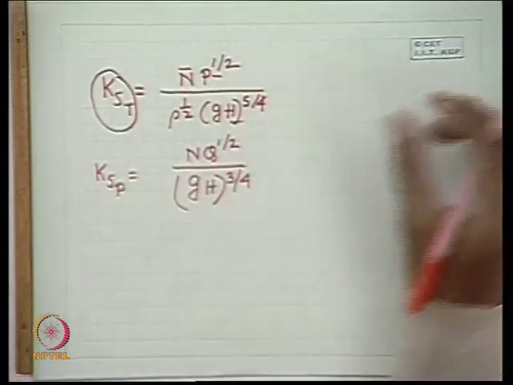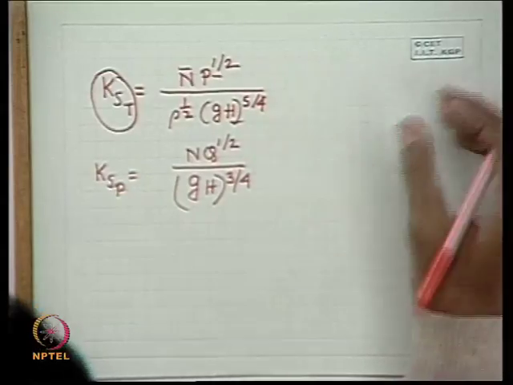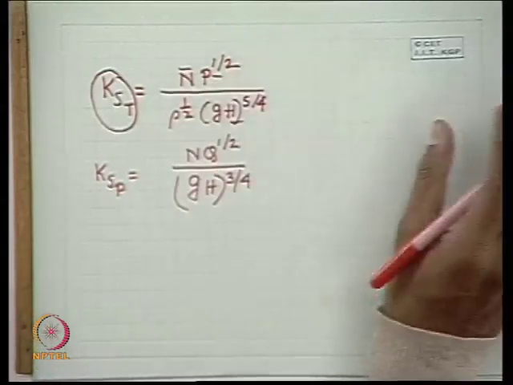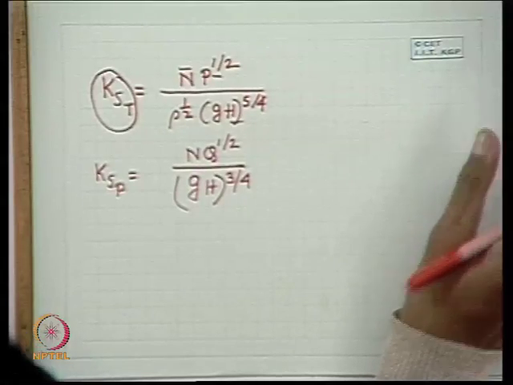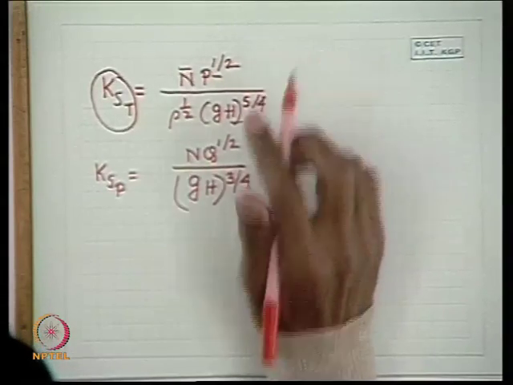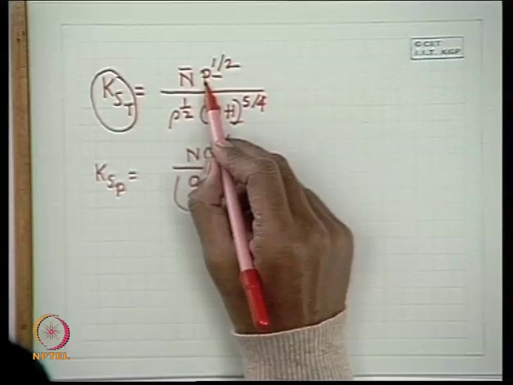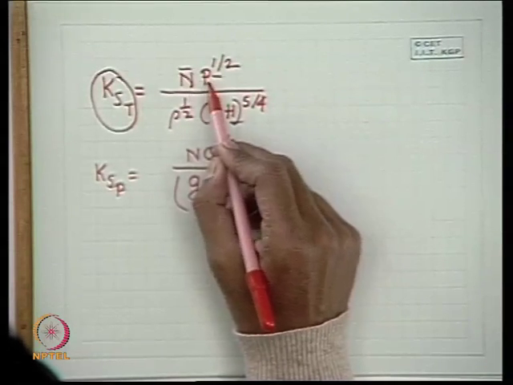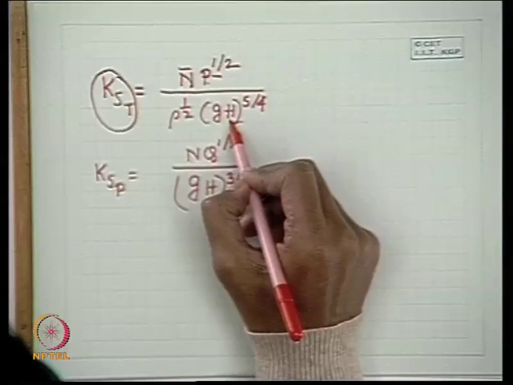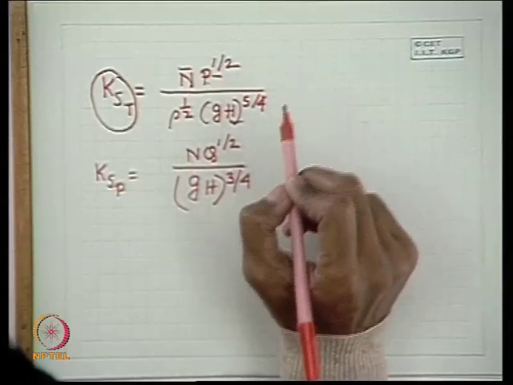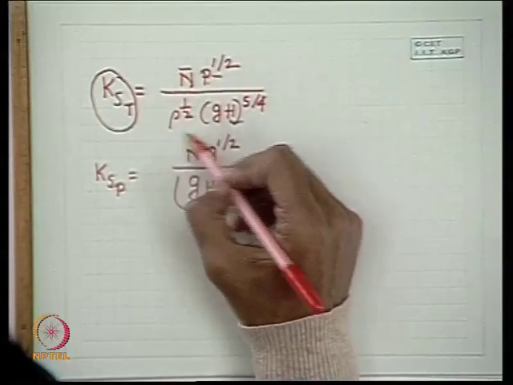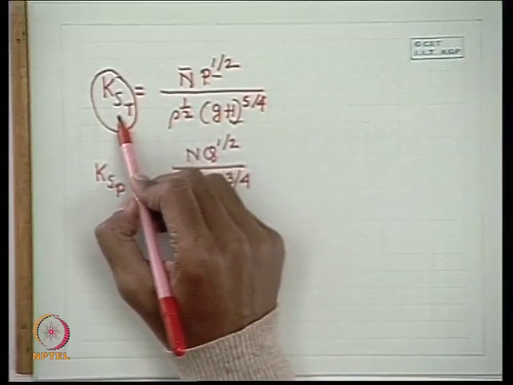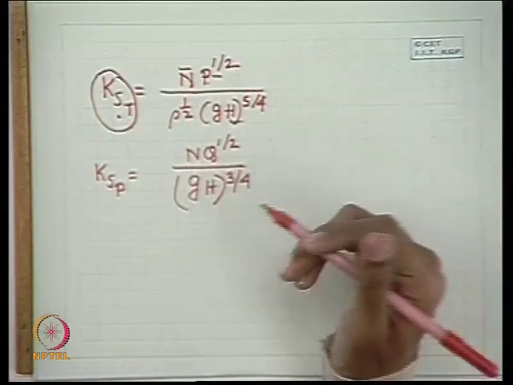we can tell that for the same homologous series, or the same shape, same size or same type of machines, we can consider different machines of different sizes of the same series, that means of the same shape, working under altered conditions of operating parameters, which means the rotational speed, power developed, N, P, H. But if we have to run the machine at the maximum efficiency, you will have to make the operating conditions such that the same value of this dimensionless parameter KST is obtained.